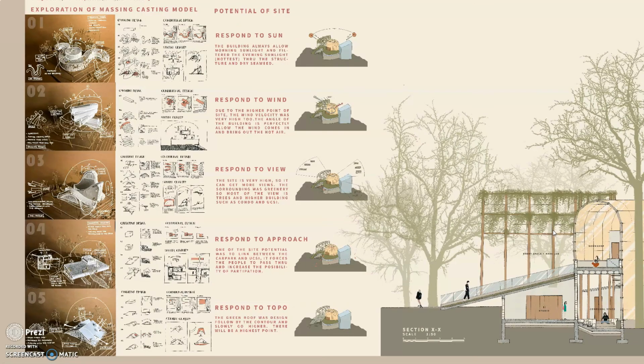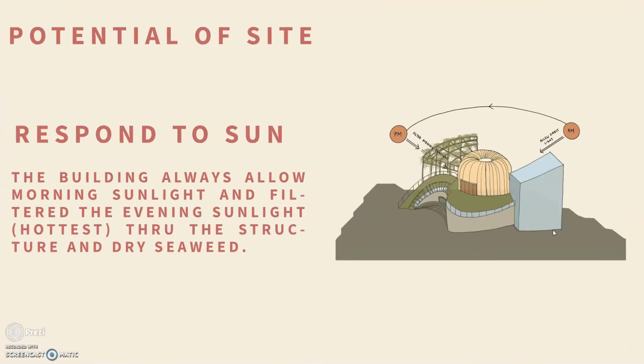Let's move to the potential of the site. I will show how the building responds to the site. When responding to the sun, the building always allows direct sunlight during the morning time. It filters away the evening sunlight, which is the hottest time, by using dry seaweed as a shading device. Seaweed will also create a beautiful shadow under the space.